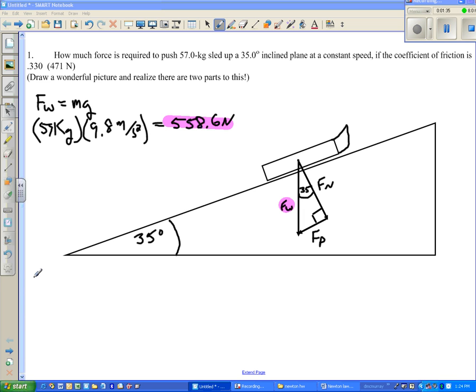And so to find out the parallel force, we use sine, because we'll notice that FP is, well, opposite, and the weight is the hypotenuse. So we can say the sine of 35 degrees times the weight, which is 558.6 newtons. And that's going to get us our parallel force, and that parallel force is 320.4.